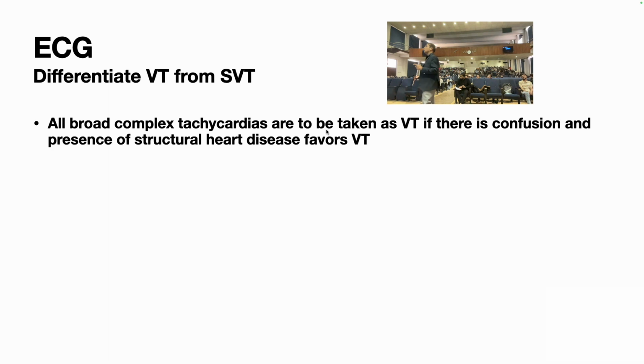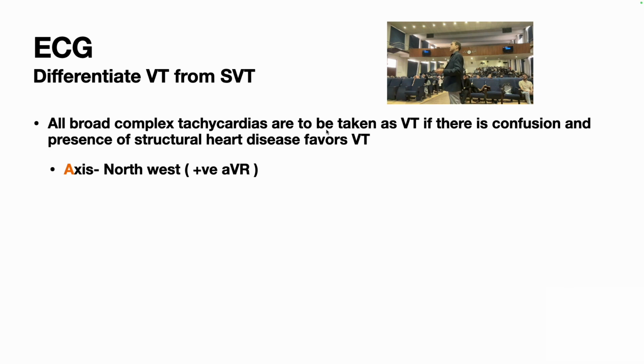It's sometimes not 100% possible to differentiate these two rhythms on ECG, but there are certain criteria. Using those criteria, there's a very strong probability that you can differentiate between the two. All broad complex tachycardias are to be taken as ventricular tachycardia if you cannot decide whether it is supraventricular or ventricular. If you are confused, it is to be treated as ventricular tachycardia. Ventricular tachycardias are far more serious.